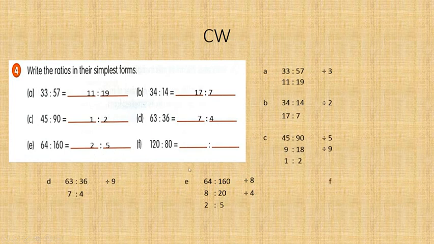Question number F is 120 to 80. So first, both of them end in 0, so I will divide by 10. So the answer is going to be 12 to 8. And both of them are in table 4, so I can divide by 4. So it's going to be 3 to 2.